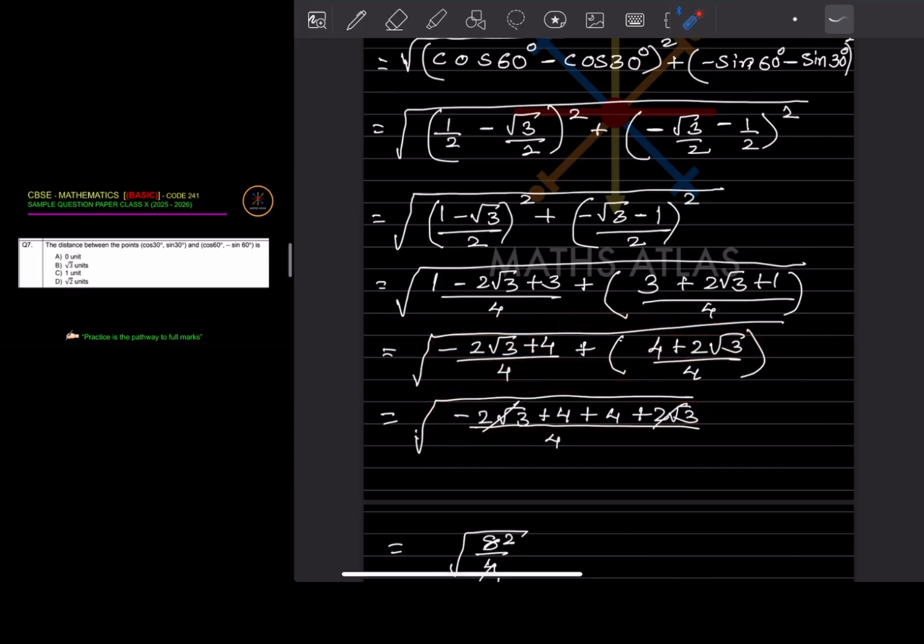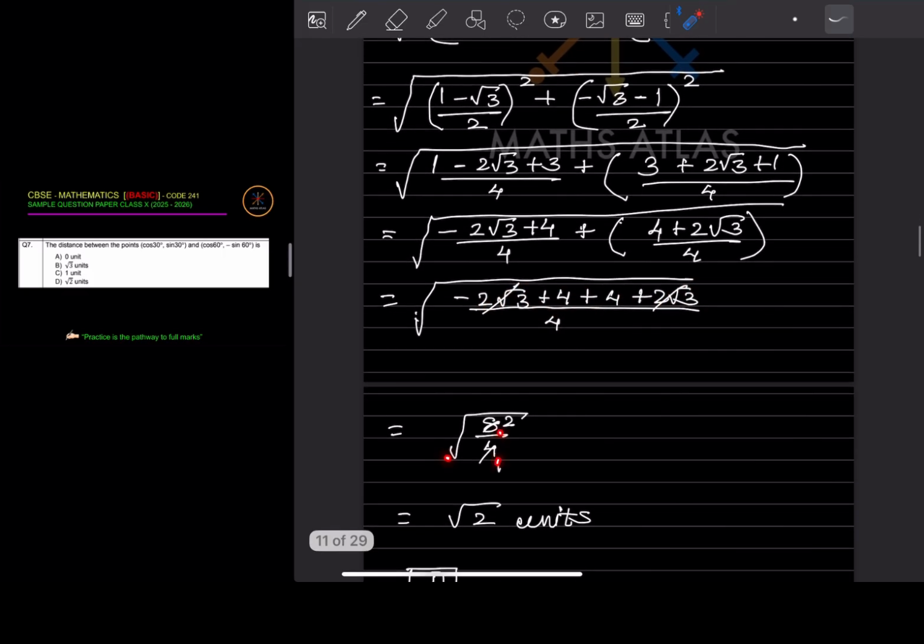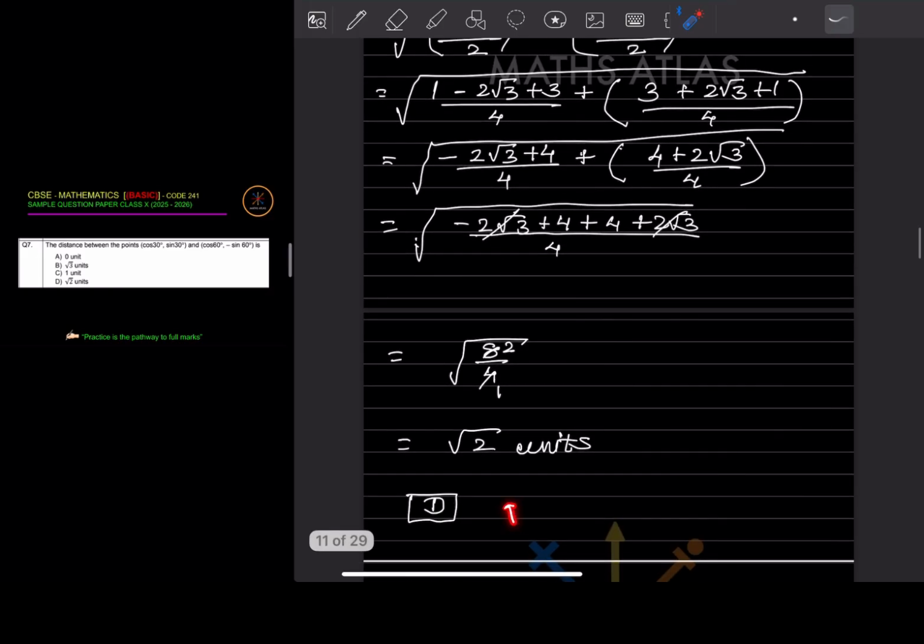So now what will be here? Minus 2 root 3 and plus 2 root 3 gets cancelled out. So this is going to be 8. 8 by 4. So again the root of 8 by 4. So this will be 2. So that will be root 2. And the units are not given, but this is a distance what we are going to find out. So there should be the word units in it. So the option is D.